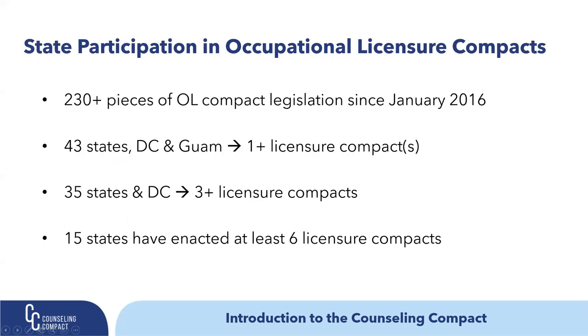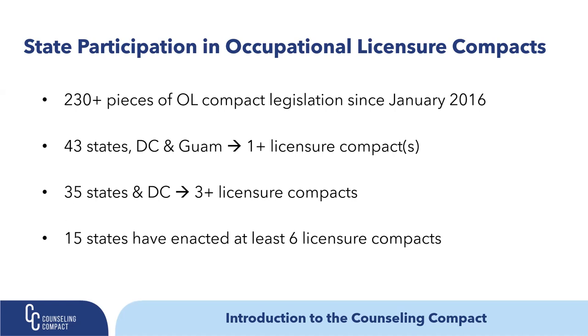Okay, and now I'm gonna talk a little bit about state participation in occupational licensure. First of all, since 2016, there have been 230 separate pieces of occupational licensure compact legislation enacted. And 43 states, DC and Guam, are members of at least one occupational license compact. 35 states and DC are members of three or more. And there are 15 states that have enacted at least six. So as you can see, there are a pretty large number of states participating, and I'll show you a heat map later on of exactly which states fall into which of these categories.